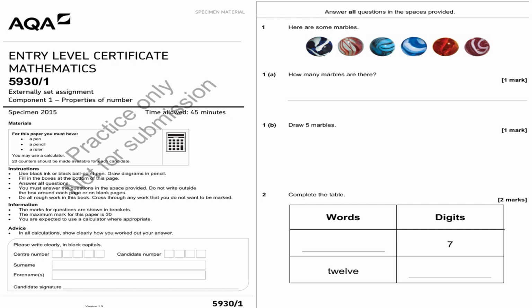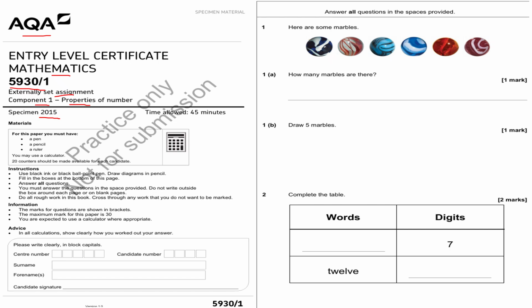This is the AQA entry-level certificate in mathematics, code number 5930/1, externally set assignment. Component 1, properties of numbers, is specimen 2015, so quite a while ago. This is obviously a practice assessment, not the real one. Obviously, pause it to have a read.